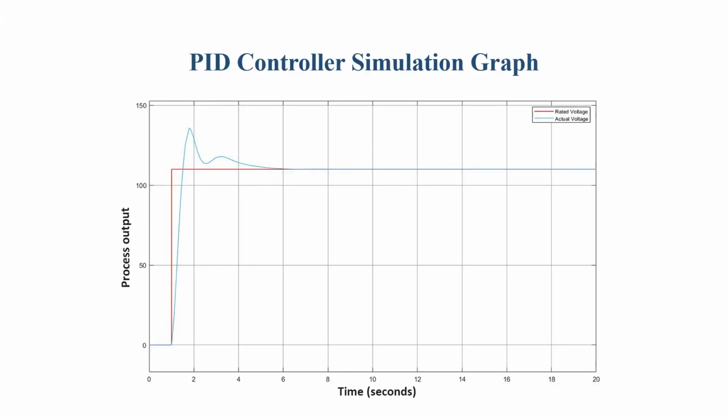This is the PID controller simulation graph. Here the red line represents the rated voltage and the blue line represents the actual voltage. When the generation starts, the actual voltage starts to rise from zero and after a certain time it crosses the rated voltage. Then it starts falling down and stabilizes at rated voltage. That means the controller reduces the actual voltage by controlling the input variables. The controller repeats the same process during the whole time of generation to maintain the desired output.